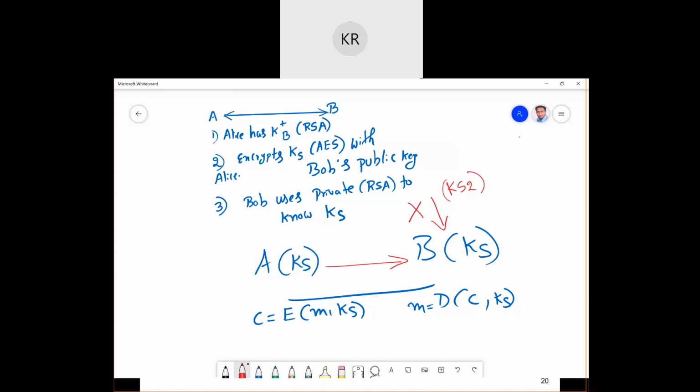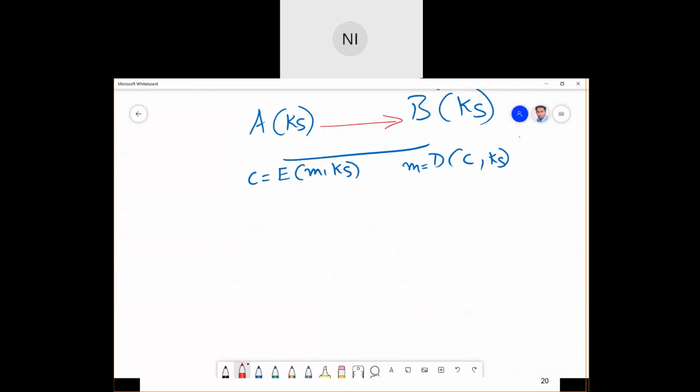Okay, so any other queries anybody has? Sir, in the slide you mentioned DES is faster than AES, right? The symmetric one. No, tell me again. DES is faster than AES, like 100 times faster? No, no, I was saying DES is faster than RSA.